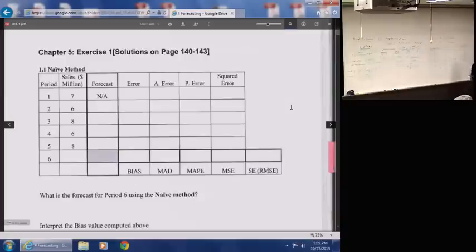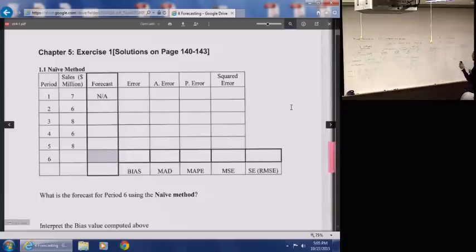Questions so far? When you say model 1 and model 2, does that mean like using regression versus the naive method? Yes, exactly. So model 1 could be a forecast from using naive, and model 2 could be a forecast from using a 4-period moving average, for example.